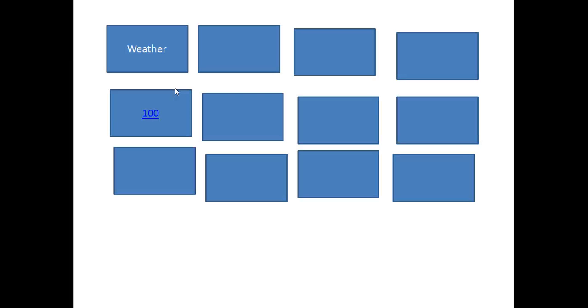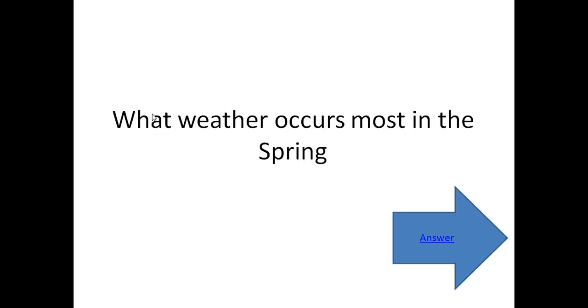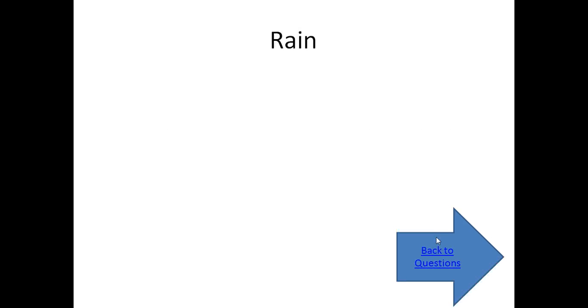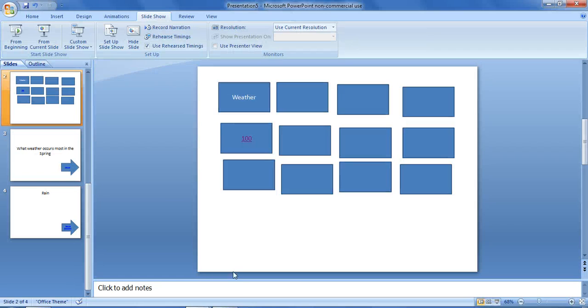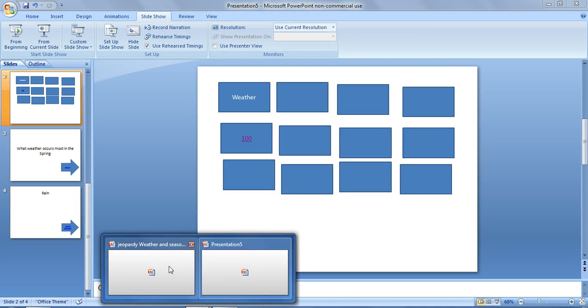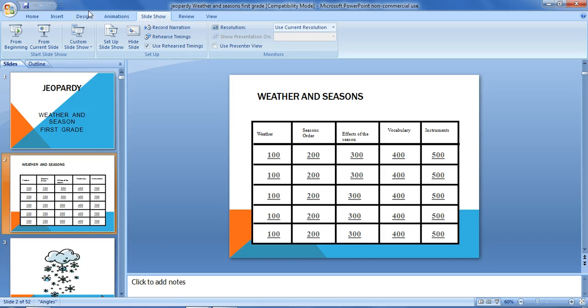So you have our first slide, and now I'm going to click 100. It leads me to my first question. What weather occurs most in the spring? The answer is rain. And now back to the questions, and then you'd create more hyperlinks for the next categories and their question values, and then that's how you do it. You continue, and eventually you'd make something like I made over here.